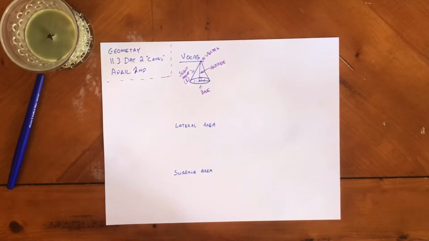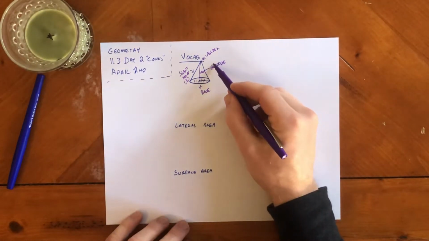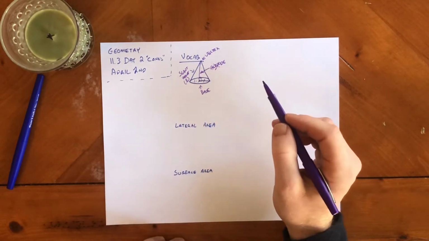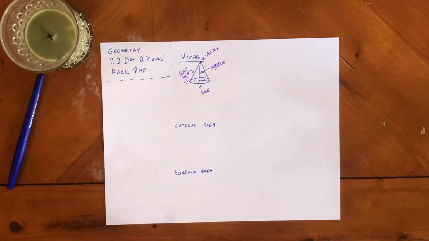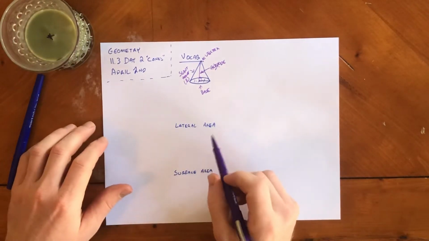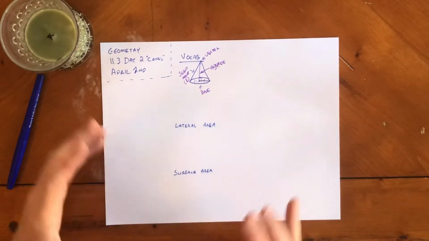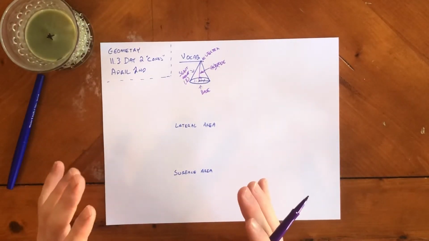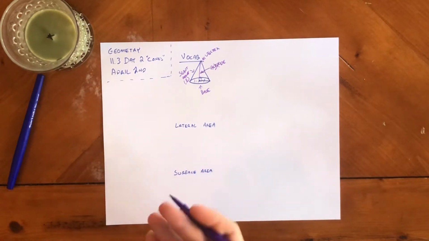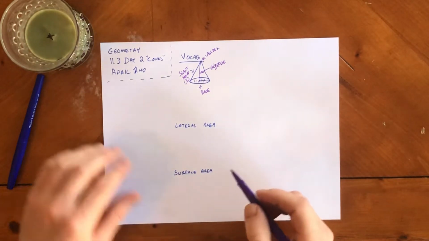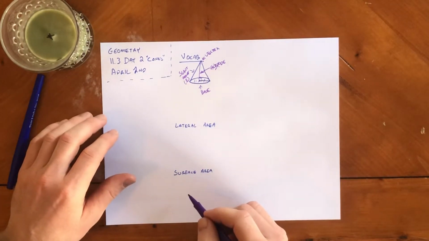So we're actually not going to use the altitude when we talk about surface area, because the altitude runs on the interior of the shape and the surface area is everything that you can touch on the outside of the shape, right? So lateral surface area is just the part of the cone without the base, and the total surface area is when you add on the base. So the total surface area is going to be one circle added on.